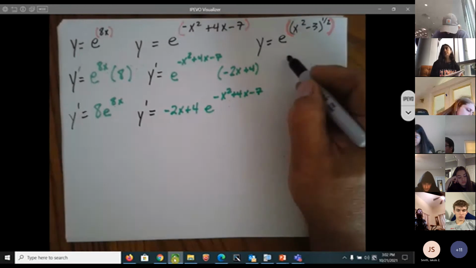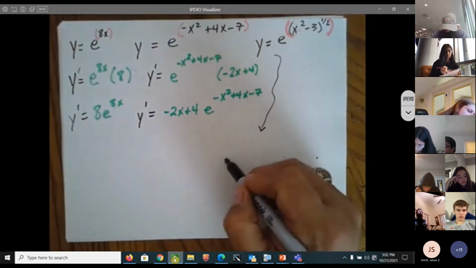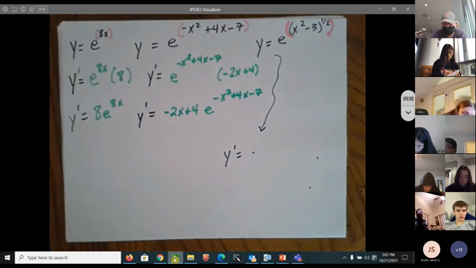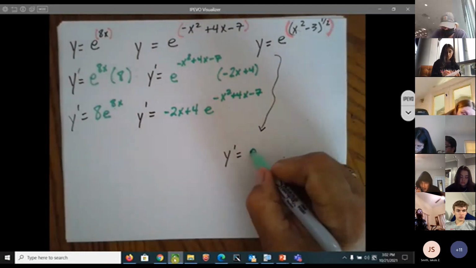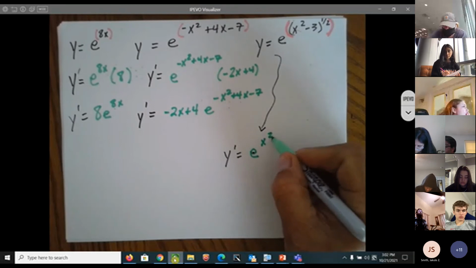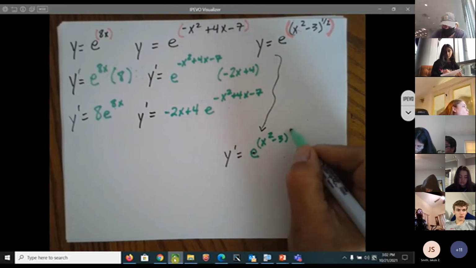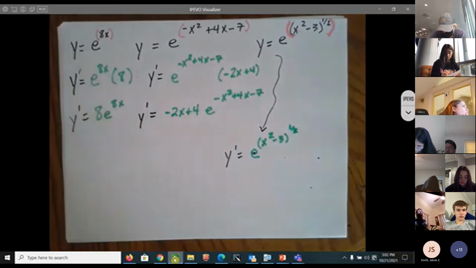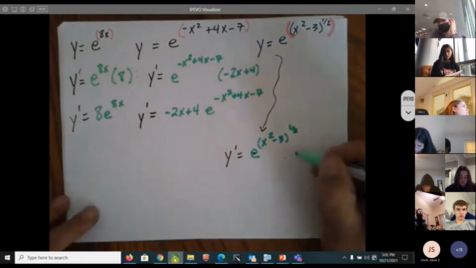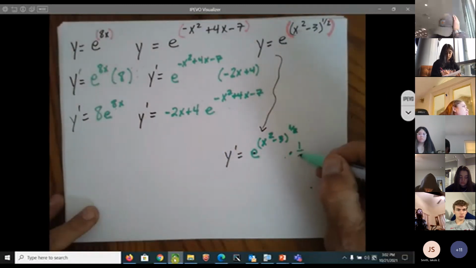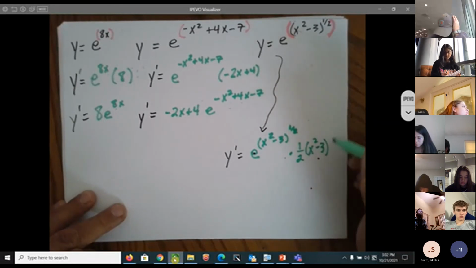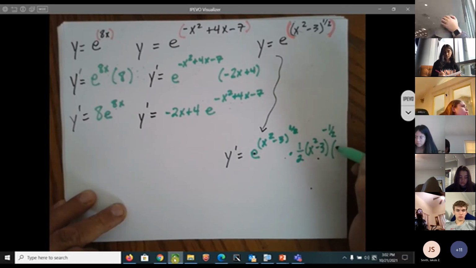And then this one, y prime is equal to e to the x squared minus 3 to the 1/2 power. And then we got to take the derivative of this. So that's going to be times 1/2 x squared minus 3 to the negative 1/2 multiplied by 2x.